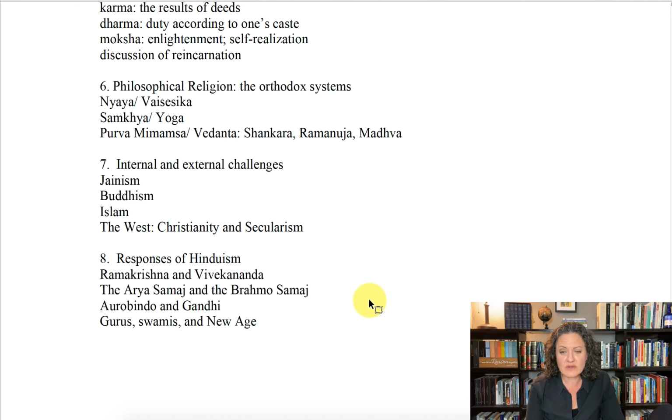Okay, now the last piece is gurus, swamis, and the New Age movement. Between the 1960s and the 1990s, India came west. West meaning the United States and Europe. Part of this was through the Beatles, the band The Beatles, visiting India and bringing Hinduism and particularly teachings about Krishna through their music.